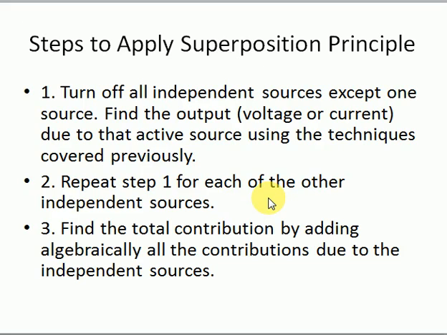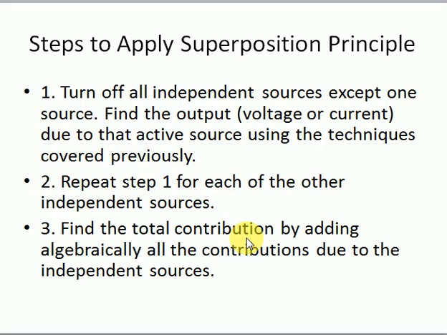In the second step, we will repeat step 1 for each of the other independent sources. Means if we are having 2 independent sources, then first we will find out the value of voltage or current by having the first independent source. Then after getting the value of our output, now we will use the other independent source, and then we will get the value of voltage and current or any output that we have to find out.